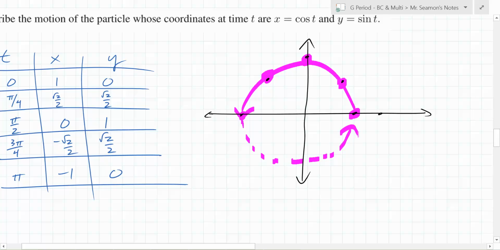And then eventually, is it going to overlap itself? Yeah. Absolutely.